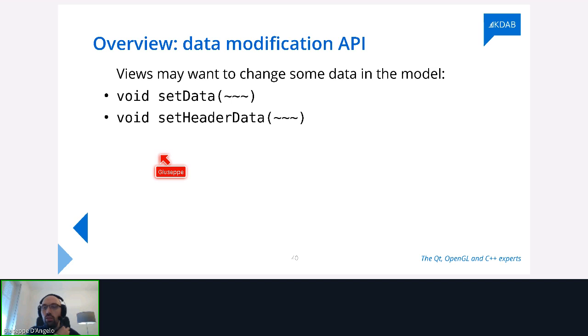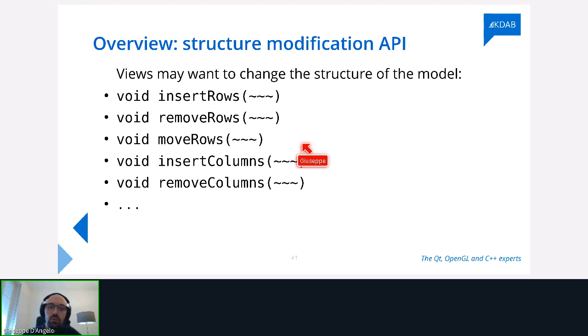Also, views may want to modify the data inside your model. So, optionally, you also have to implement functions like setData or setHeaderData if you want a view to change the data inside your model. And finally, you may also want to let a view modify the structure of your model, for instance, by moving a row from somewhere to somewhere else. Okay.